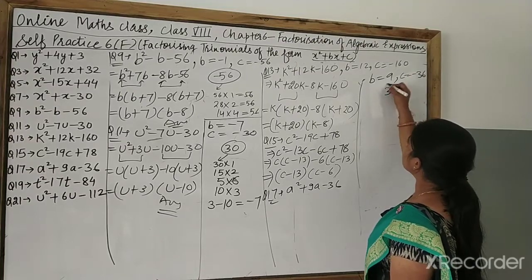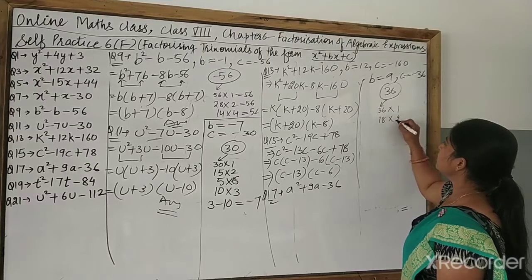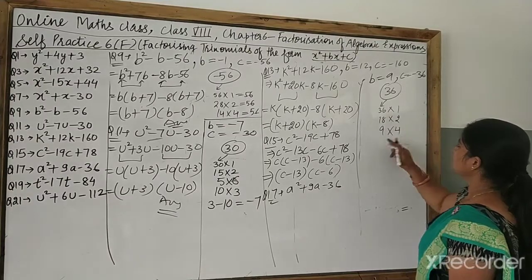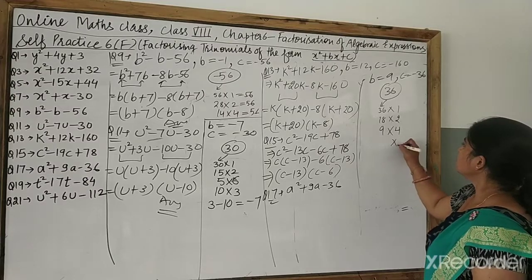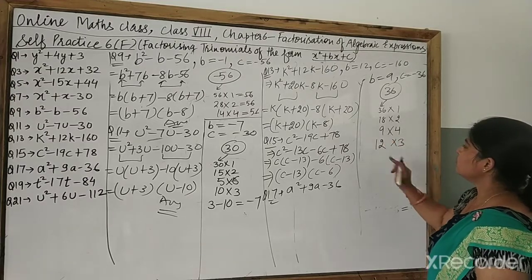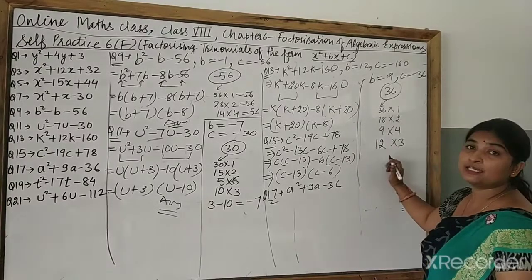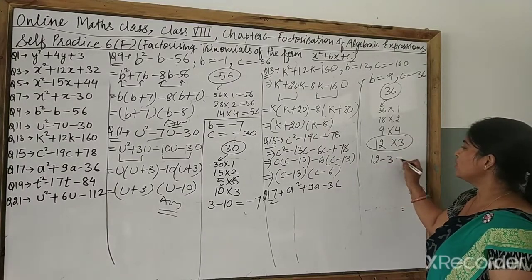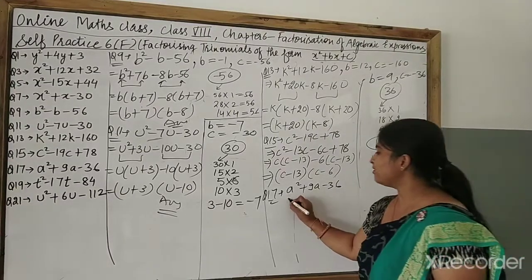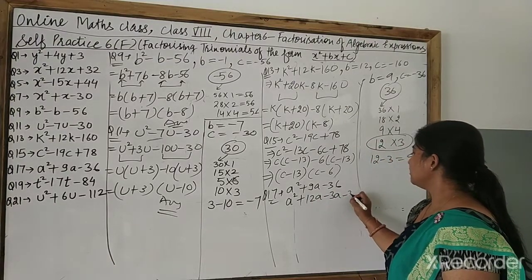Okay, so split 36. 36 is 1 times 36, 18 times 2, 9 times 4, then 3 times 12, 12 times 3. I need 9 only. So you choose yourself. Yes, it is what? 12 and 3. If you do 12 minus 3, what you will get? 9. So the same I will do over here: plus 12a minus 3a minus 36.